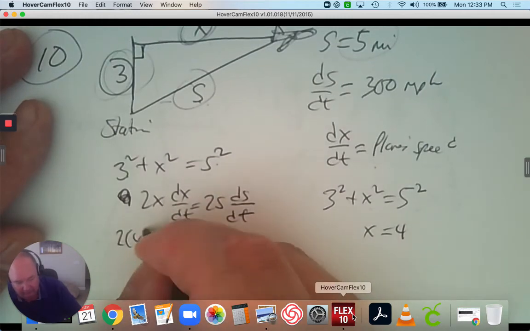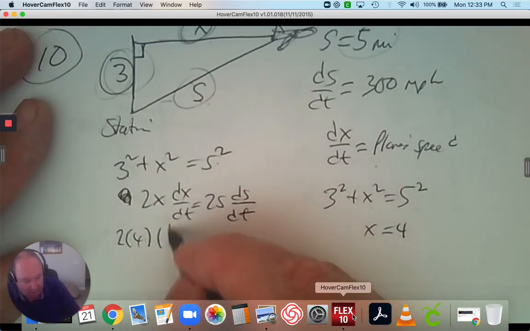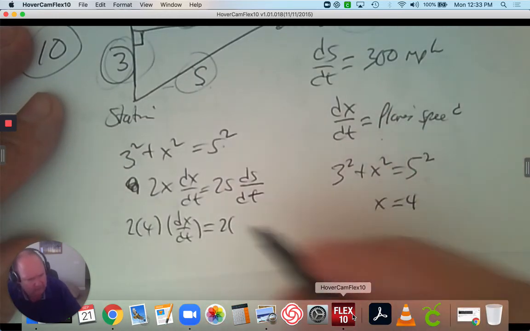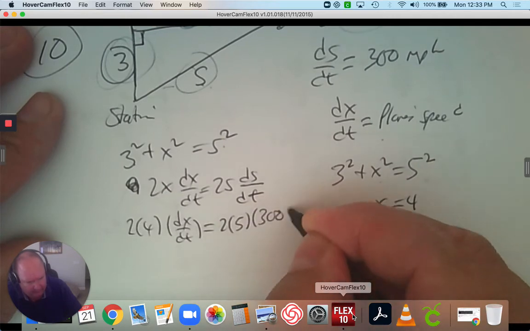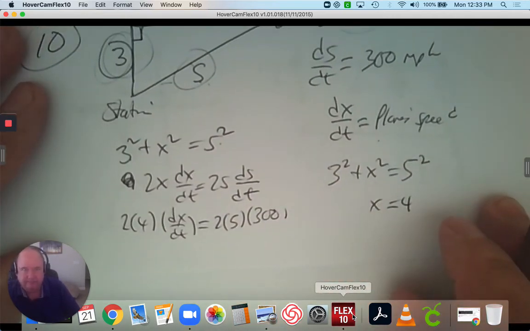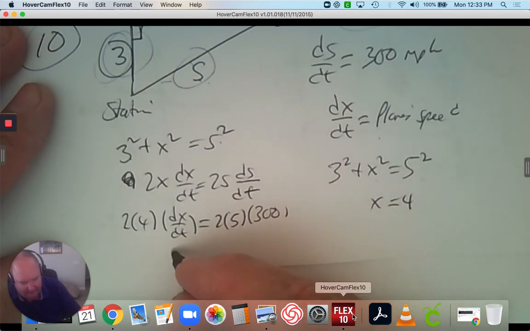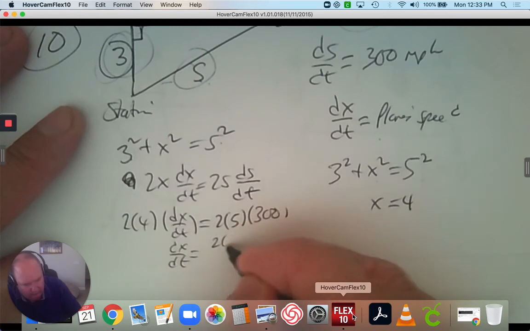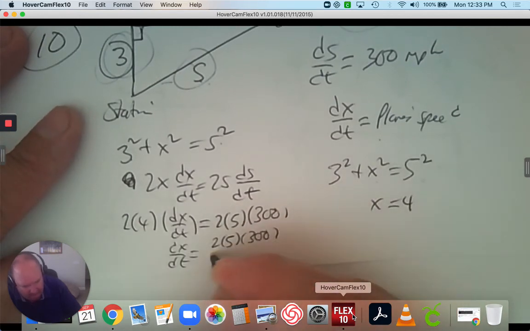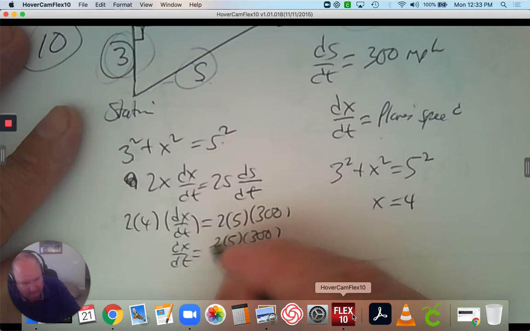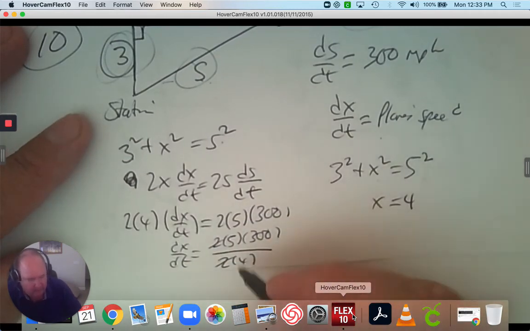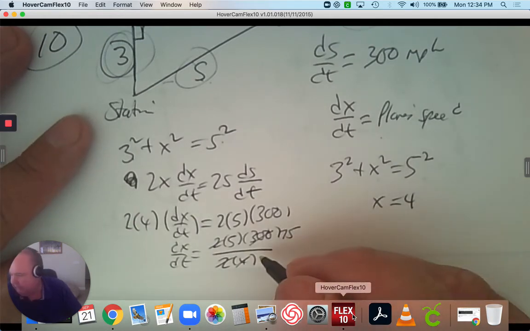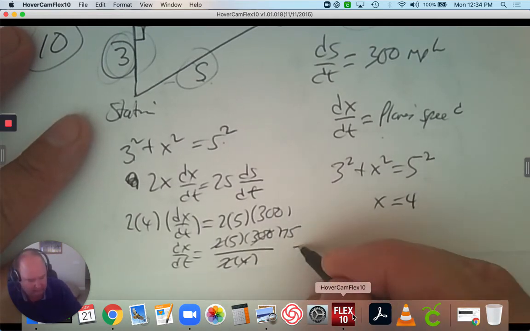So I'm going to plug in 4. The rate for x is what I'm looking for. That's my goal. s is 5. And the rate for s is 300. Now I need to get dx by dt by itself. So I got 2 times 5 times 300 divided by 2 times 4. The 2's divide out. 4 goes into 300 evenly, 75 times. And then 5 times 75 is 375.